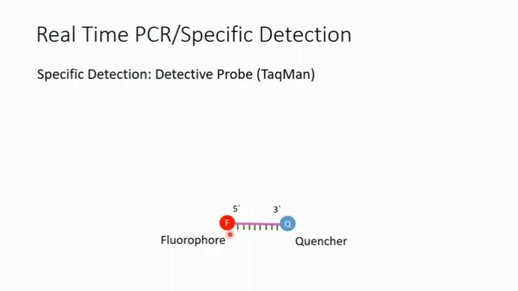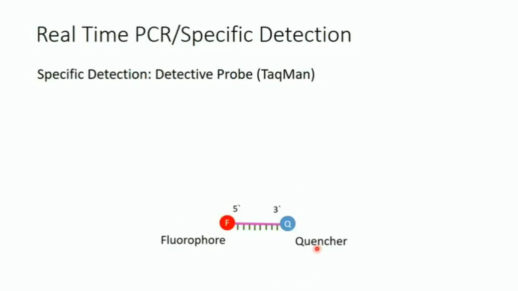So as long as the fluorophore and the Kencher are bound together or are kept closely around each other, we cannot see any fluorescence coming out of the fluorophore because the Kencher absorbs all the fluorescence coming out of the fluorophore. Now, how does this work? How can we detect the amount of DNA in our sample using this?